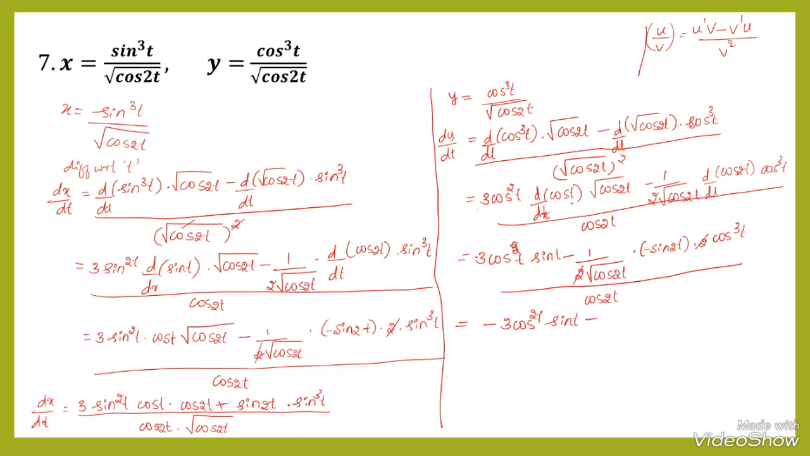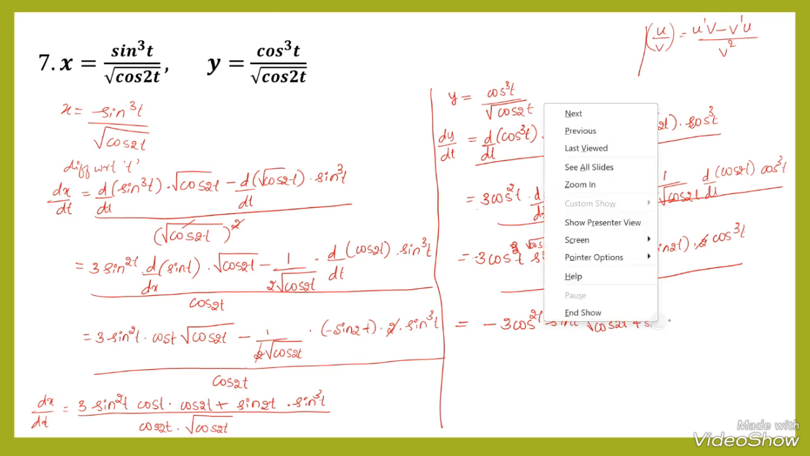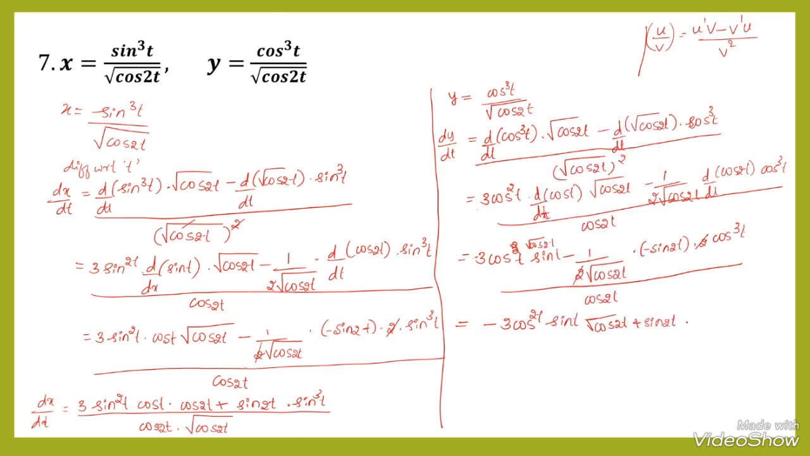Okay. Here I'm missing this term, cos 2t into root of cos 2t. Minus into minus becomes plus, that is sine 2t into cos cube t, divided by cos 2t.